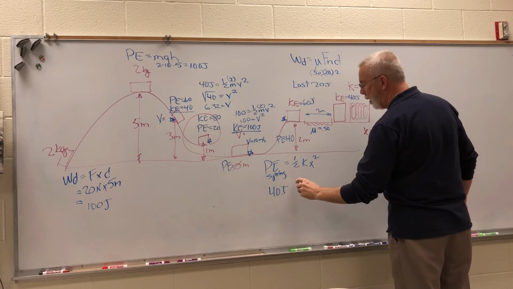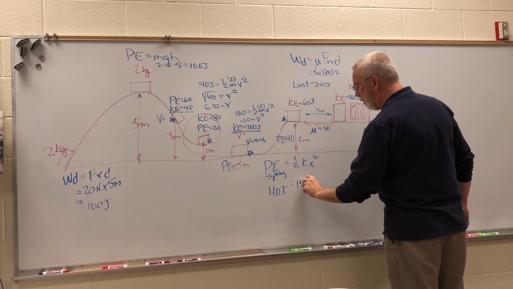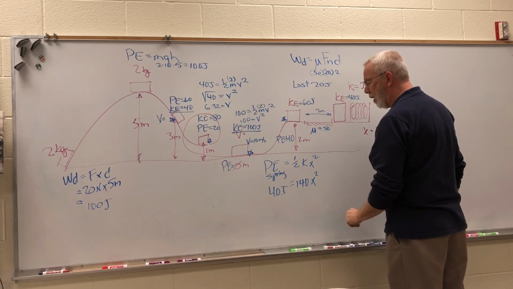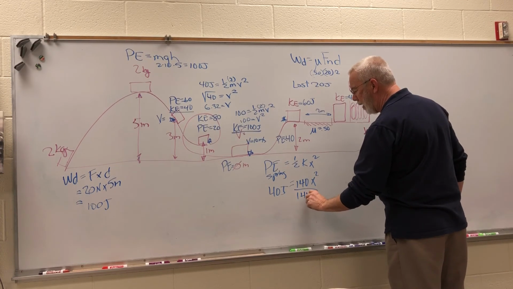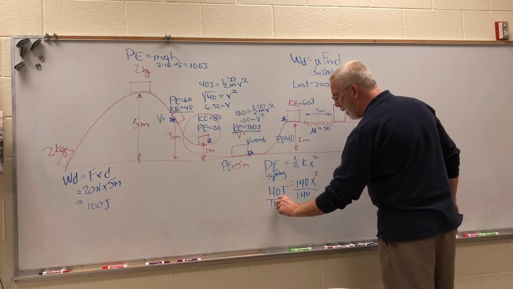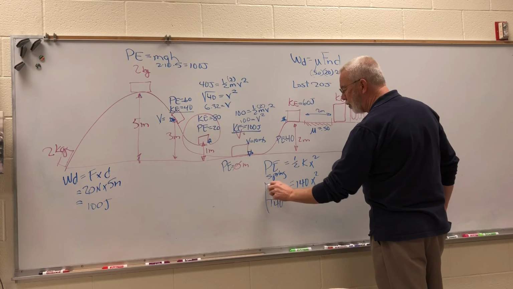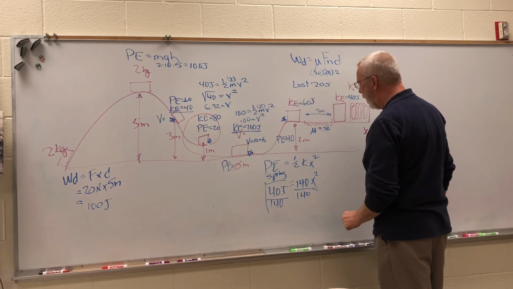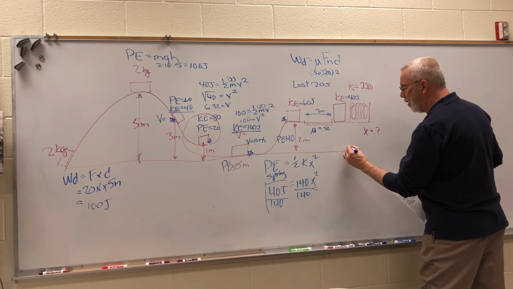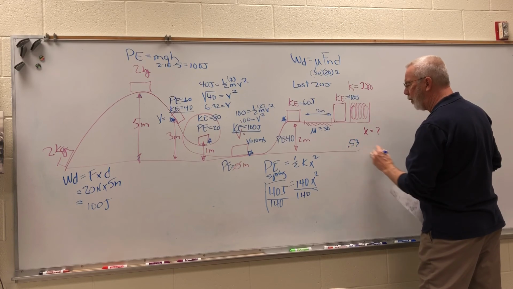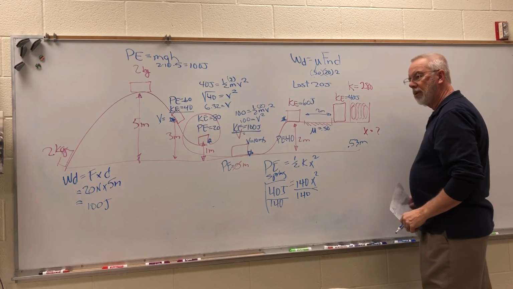and half of 280 is 140 x squared. So we divide this side by 140, divide this side by 140, and when we get our answer, then we're going to take the square root to solve for x. The x value here comes out to 0.53 meters.